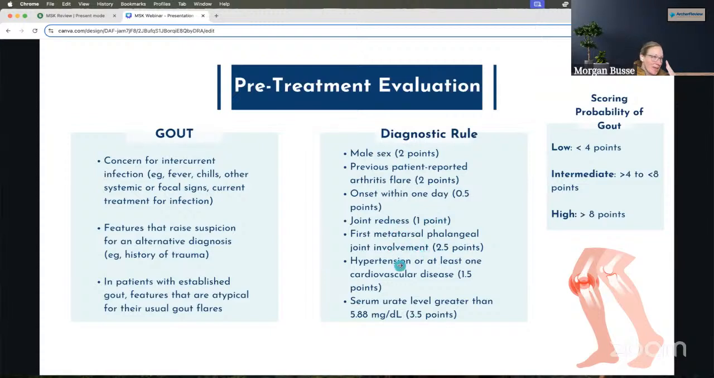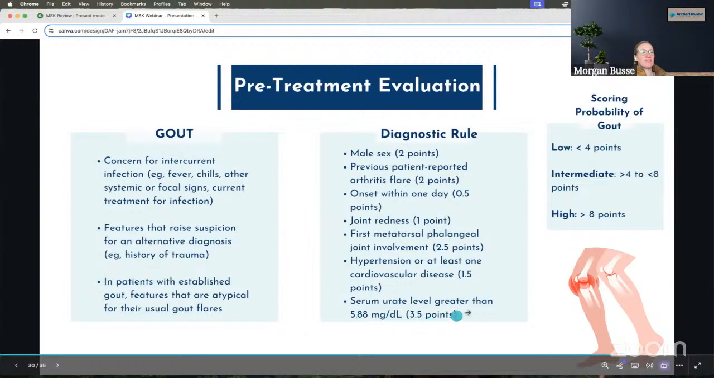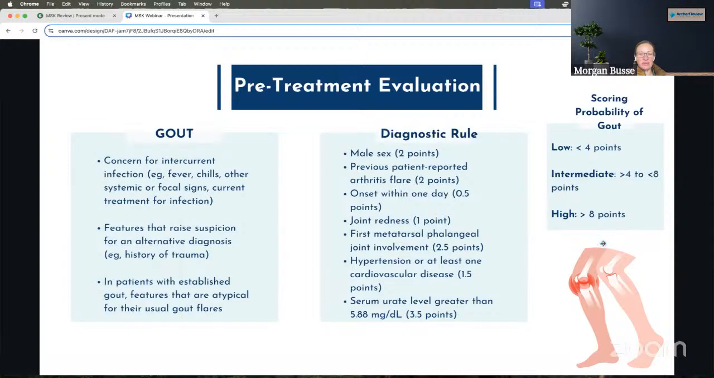It wasn't for him. He has hypertension, yep, so that's 1.5. Now we're getting a little bit higher. And if we lived and worked in a place that got us a uric acid level same day, and it's greater than 5.88, now we're at 3.5. We're above. We have a high probability of gout, so we can pretty much think that that's what it is.